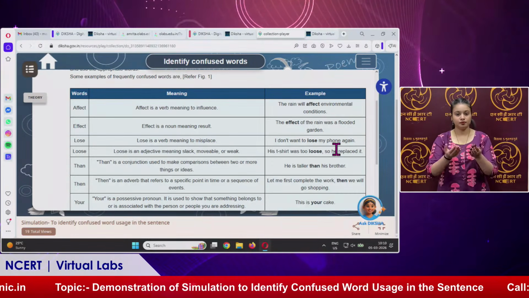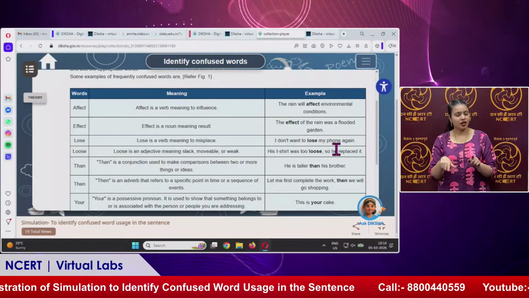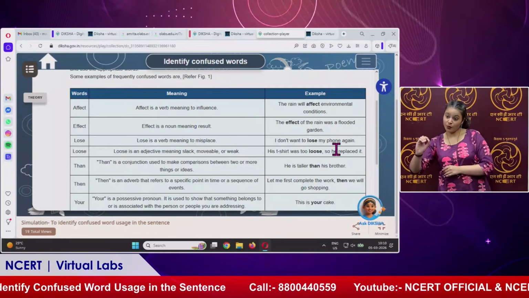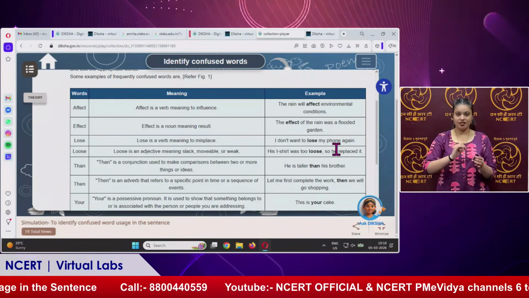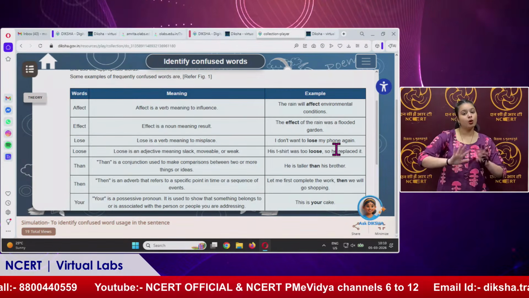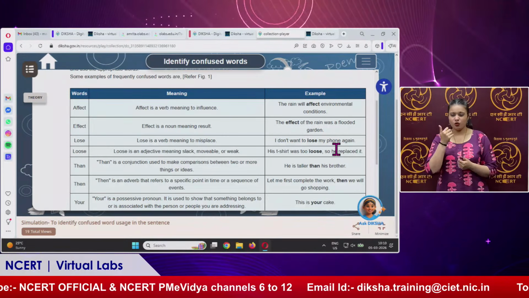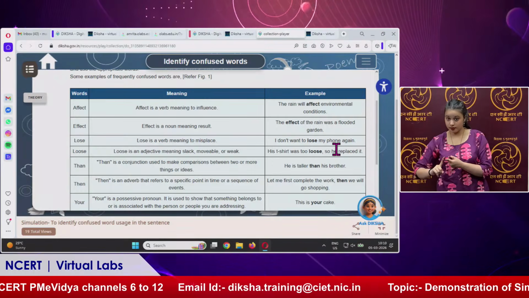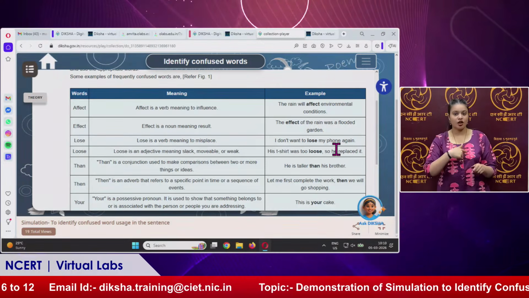Then the most common mistake that is made generally is lose, L-O-S-E, and loose, L-O-O-S-E. Yes. Okay. So lose is a verb meaning to misplace. I don't want to lose my phone, as an example over here, and then the verb will transform into different forms in different tenses. Lost is the past tense.